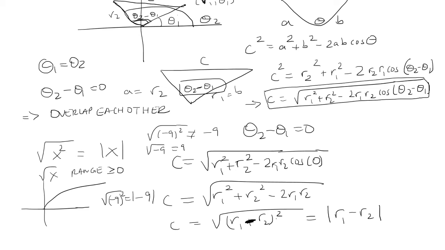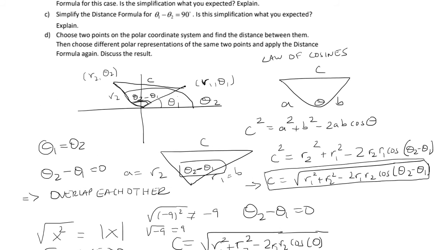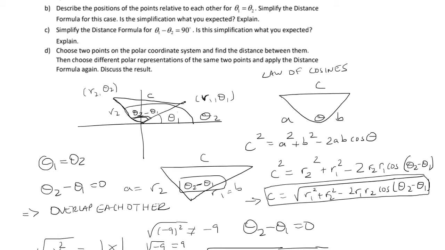Okay, so that completes part B. Actually, let's revisit it. Is the simplification what we expected? Yes, because you're measuring the distance from the origin. The r is the distance from the origin, so you're just subtracting the two distances. So that explains it. Those 2 points will be collinear because they fall on the same line.